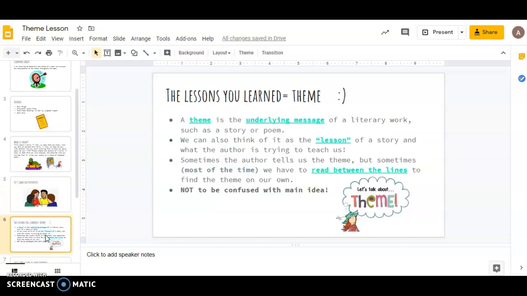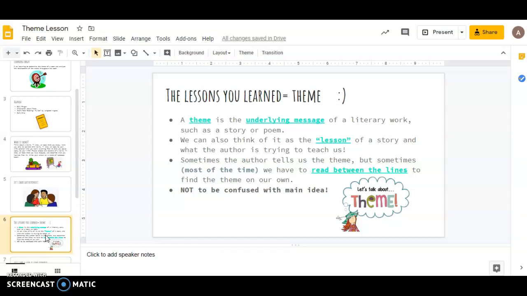After we've had time to discuss their responses and everything that they learned from that movie, TV show, or book, we're going to discuss what theme is. So I would explain to students that the lessons they learned is the theme. And a theme is the underlying message of a literary work. And of course, literary works can be poems or stories, things like that.